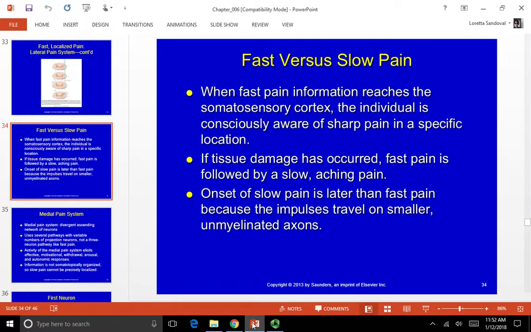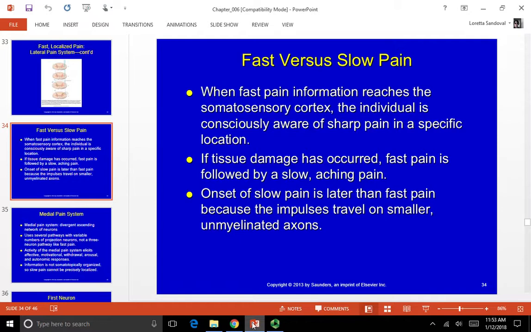Fast pain versus slow pain. When the fast pain information reaches the somatosensory cortex, the person is consciously aware of sharp pain in a specific location. It's well localized. If tissue damage has occurred, fast pain is followed by slow aching pain. So if you have something with minimal tissue damage, I'm going to use a paper cut as an example. With a paper cut, it hurts like heck when you first do it, right? It's fast pain, well localized.